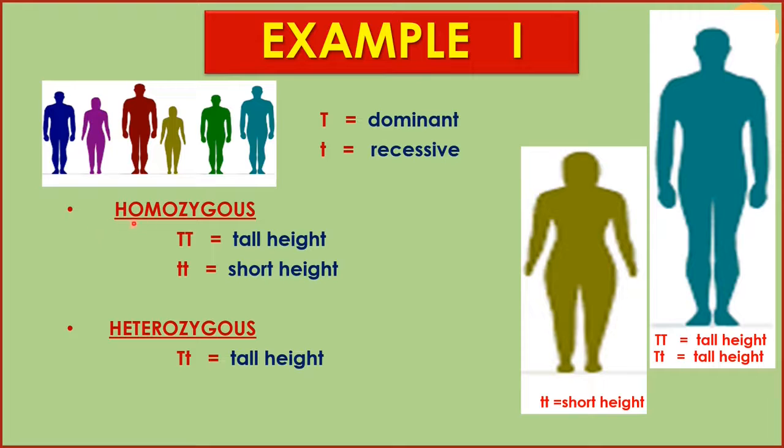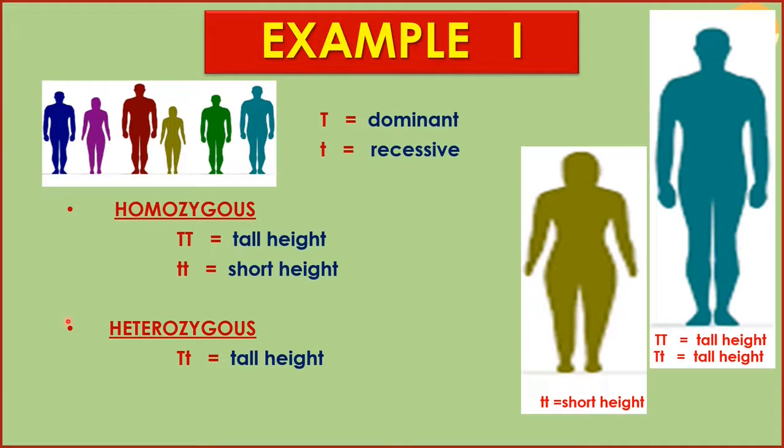In homozygous condition, the first one is capital T, capital T. In this case both of these alleles are dominant, so they will express the tall height. In the second case, there is small t, small t. Both of them are recessive, so it will express the short height. We can say that the first one is homozygous dominant and the second one is homozygous recessive character.